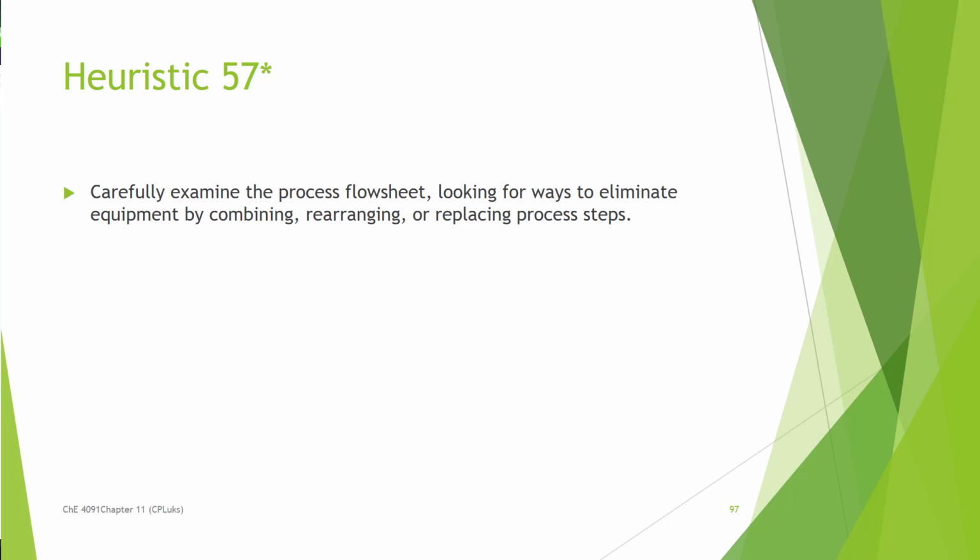Another thing, process intensification is a huge topic these days. We want to carefully examine our process flow sheet, looking for ways that we can eliminate equipment by combining steps, rearranging things, or replacing process steps. One that's very common is doing reactive distillation. Instead of a separate reactor and distillation column, combine those. But there are many other ways of doing process intensification.